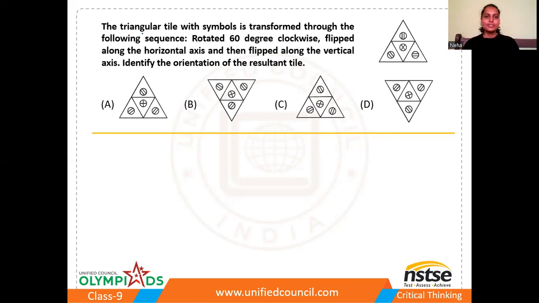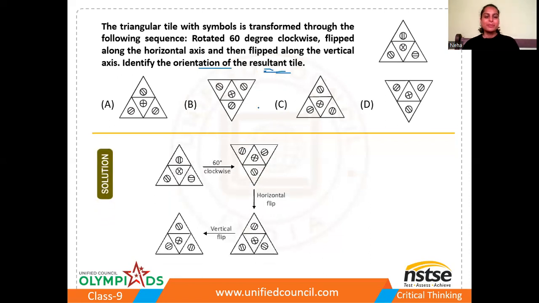The next question. So here is the next question. The triangular tile with symbols is transformed through the following sequence: rotated 60 degrees clockwise, flipped along the horizontal axis, then flipped along the vertical axis. Identify the orientation of the resultant tile. Okay, so let me show the diagram to the students, because with the help of the diagram you can easily understand that.